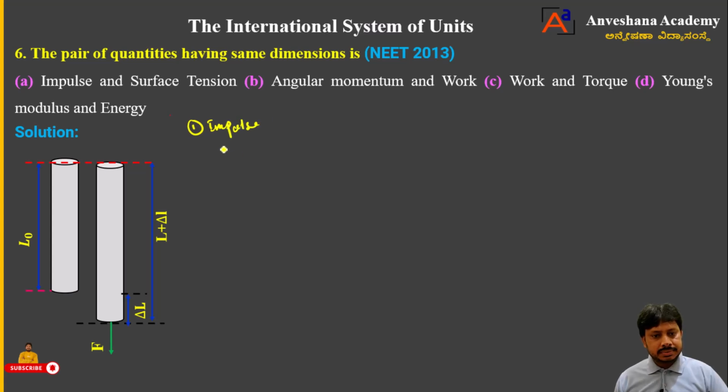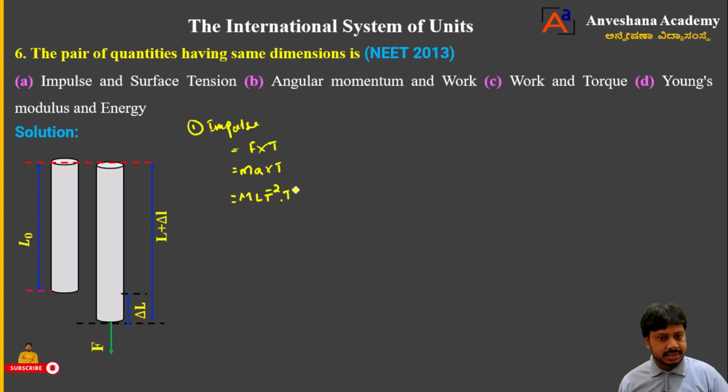Okay, what is impulse, dear students? Impulse is equal to force into time. What is force? Again Newton's second law, that is m into a, into time. I will write the fundamental quantities here: time is t, mass is m, and acceleration is meter per second square, so M L T to the power of minus 2. Then multiplied with t. Here t to the power of minus 2 is there, and t to the power of 1 is there.